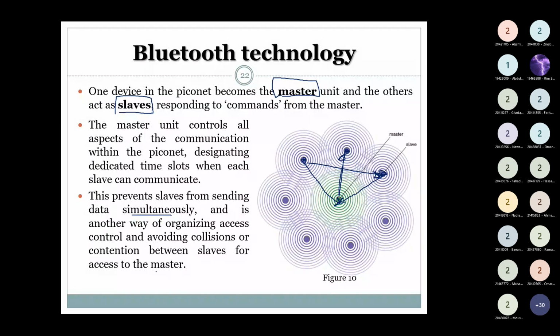If you connect a mobile with wireless headphones, the master will be your mobile, because you can connect with your headphones. We can connect with other devices, for example. Your mobile will control these different slaves, these different devices and these different communications between the others.